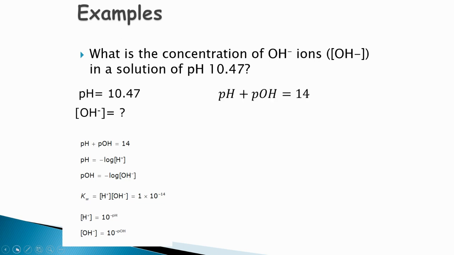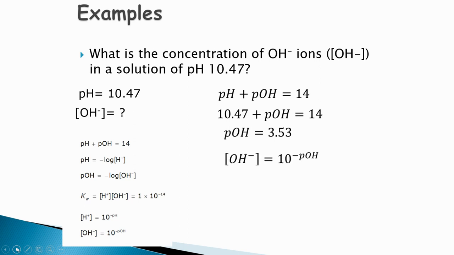So again, the first formula we're going to use is pH plus pOH equals 14. Plugging in our pH and subtracting, now we have a pOH of 3.53. Once we know our pOH, then we can plug into the bottom formula, the concentration of OH- equals 10 to the negative pOH, plugging in and solving in our calculator. So that's going to give us a concentration of OH- of 0.000295 molar. And remember, since it's a concentration, it's going to have a unit of molarity.